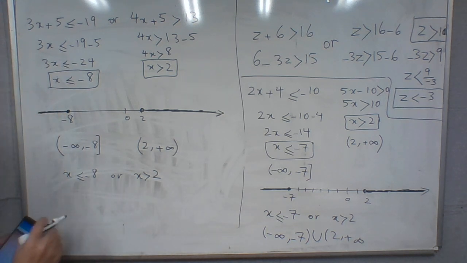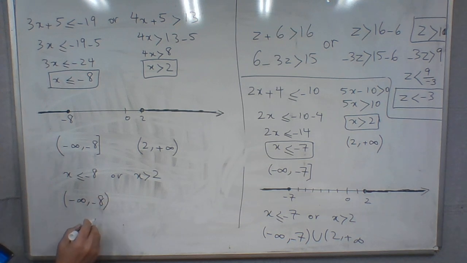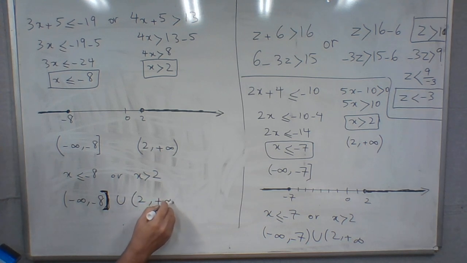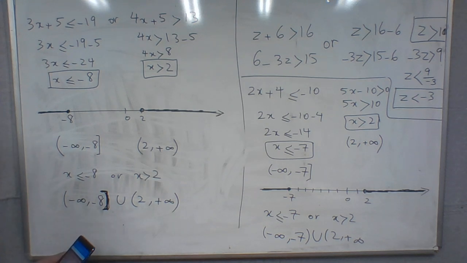Okay, and then write your answer in interval notation. So the union of those two intervals. This is a bracket, union 2 and positive infinity. Okay, this was number 89 here in the list. Next, number 90.